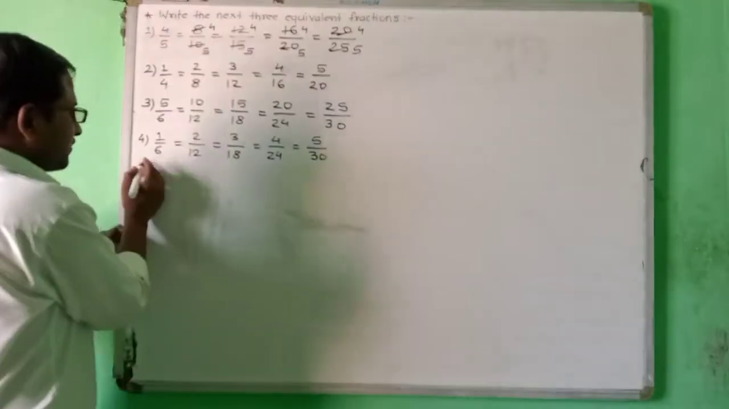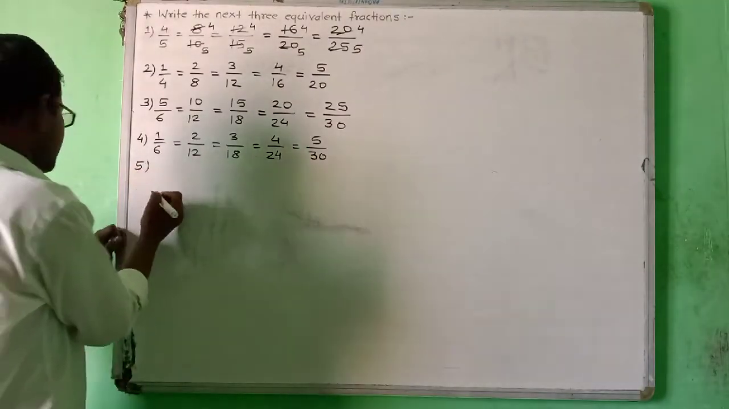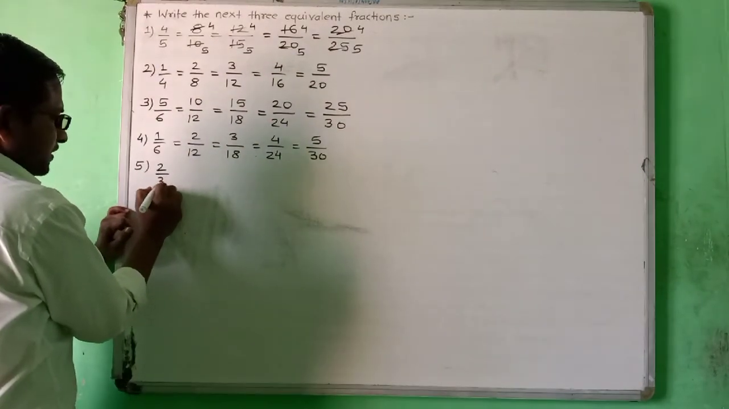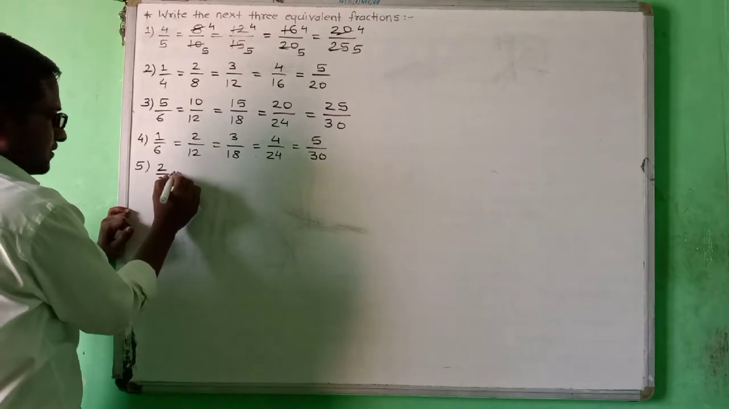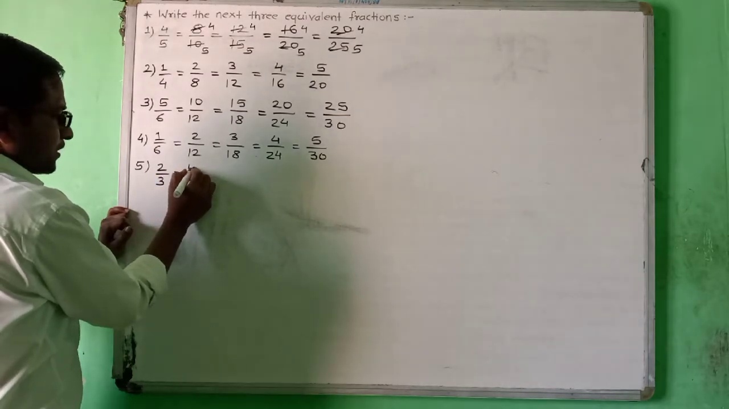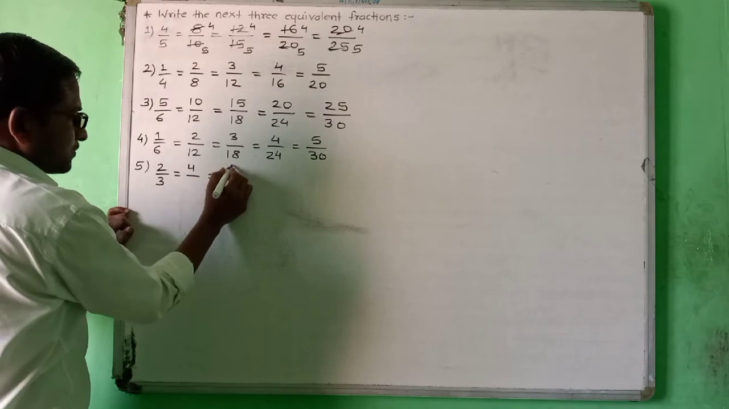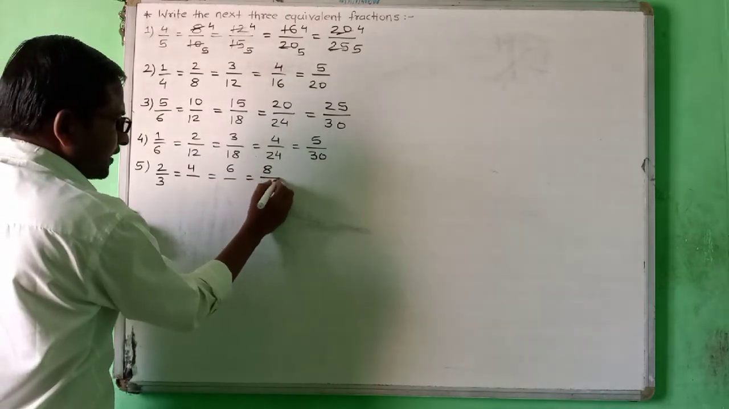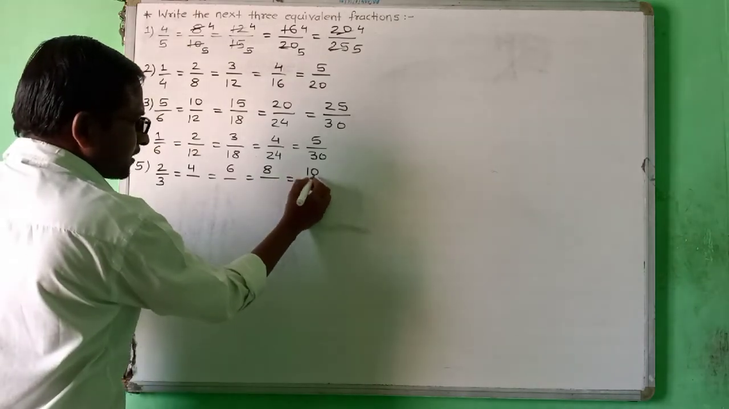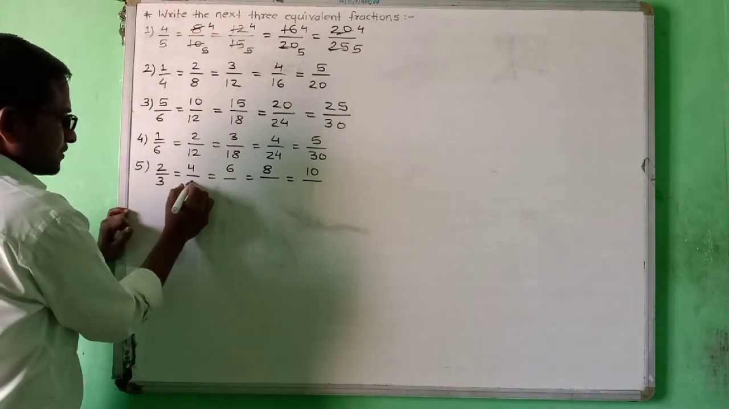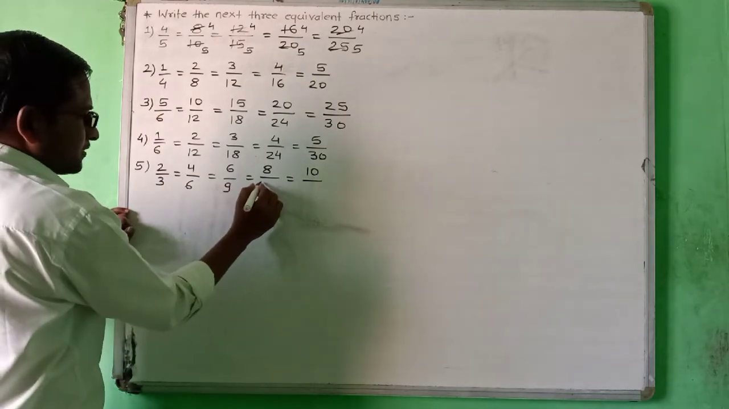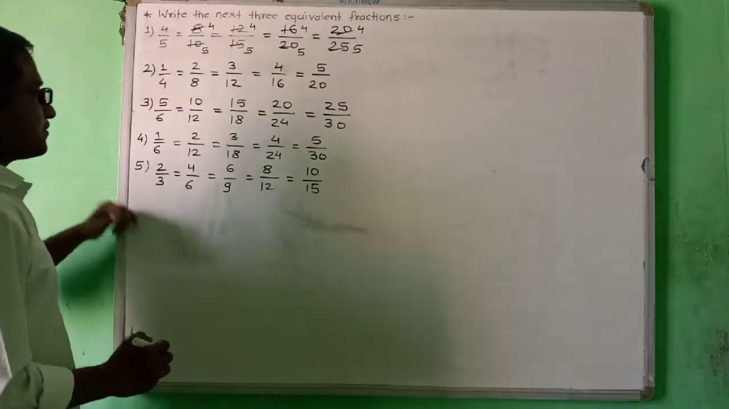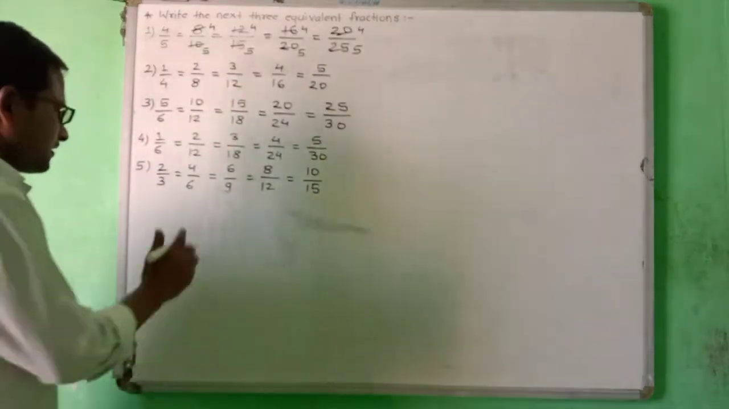So this is the equivalent fraction. Fifth one, 2 upon 3 is equal to 2 2s are 4, 2 3s are 6, 2 4s are 8, 2 5s are 10, 3 2s are 6, 3 3s are 9, 3 4s are 12, 3 5s are 15. So the remaining examples, you do it.